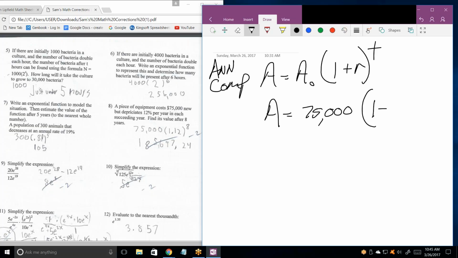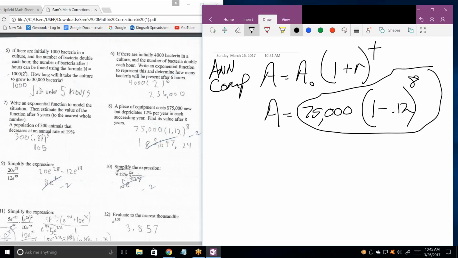So it's 1 minus 0.12 to the 8th. That was the correct setup. What she really should have done was drawn a line through your 1.12, and then it would have been enough for you to know you did it wrong. Just drawing a line through the answer doesn't help you much, because that could have been a calculator error.